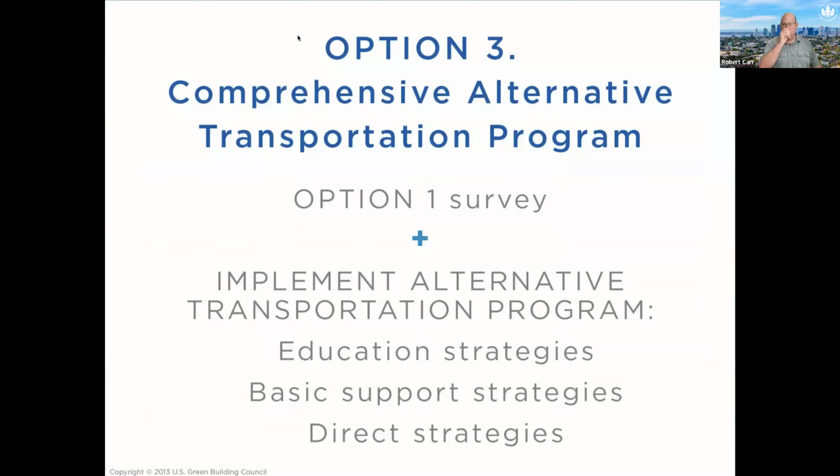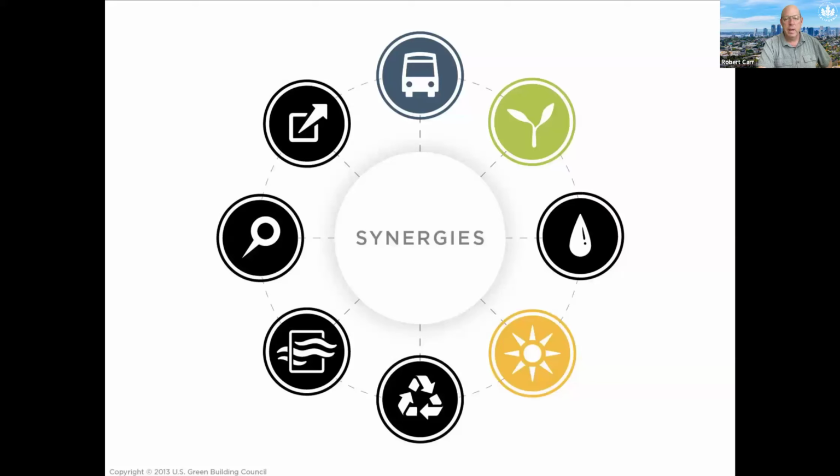All right, and then if you don't want to do a survey and you don't want to extrapolate results, there's a third option, comprehensive alternative transportation program. You have to do the survey, and then you have to implement an alternate transportation program so you can educate folks on how they can get there by not using their cars. Basic support strategies, and maybe giving discounts on transit passes, and then direct strategies like making bike rooms or putting EV infrastructure in there as well. Okay, and again, synergies, not a lot at this point for this particular one.